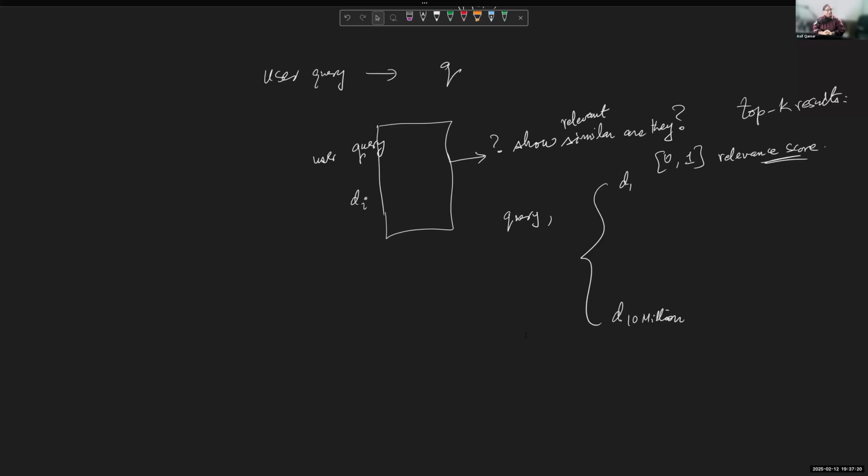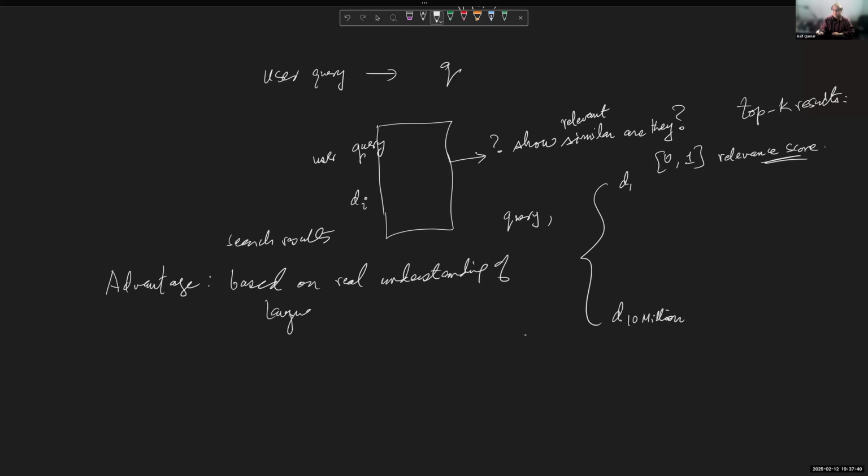So that's the advantage. I will write the advantage down: search results based on real understanding of language or context of the query, isn't it?